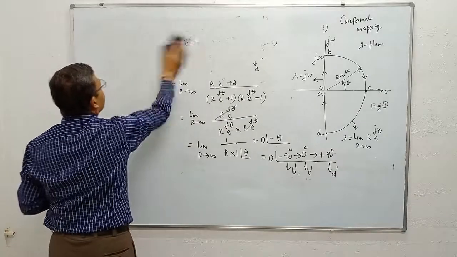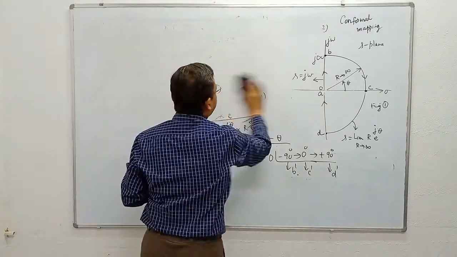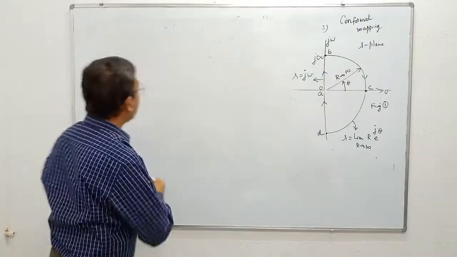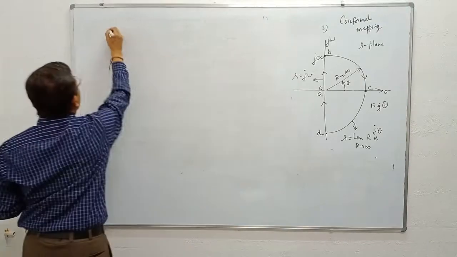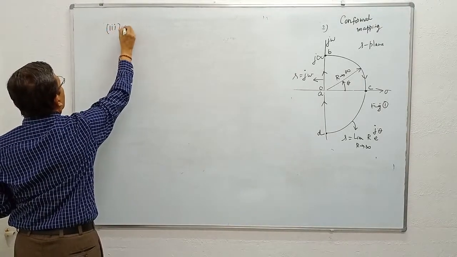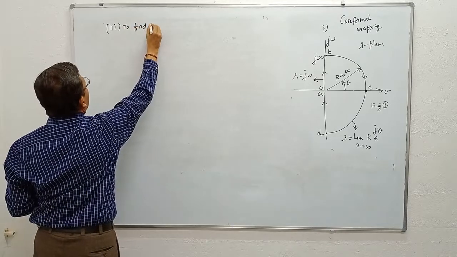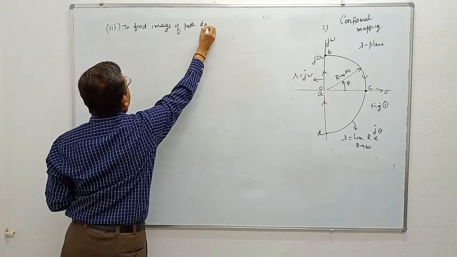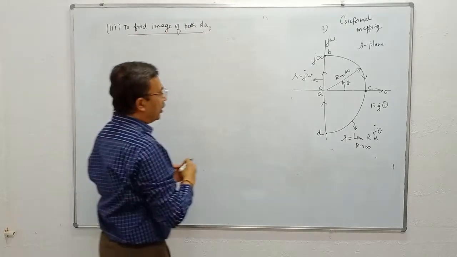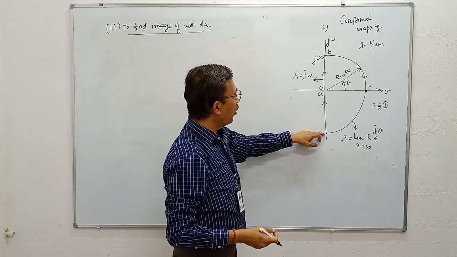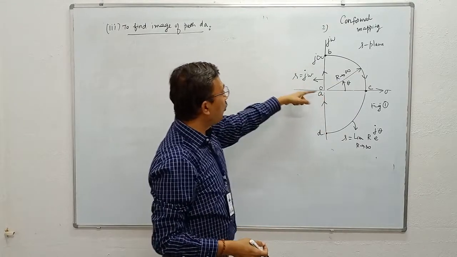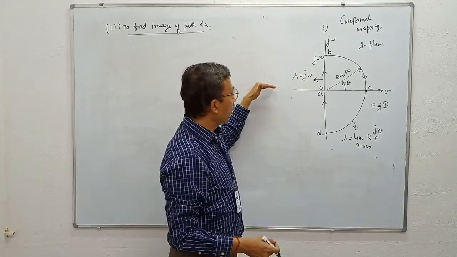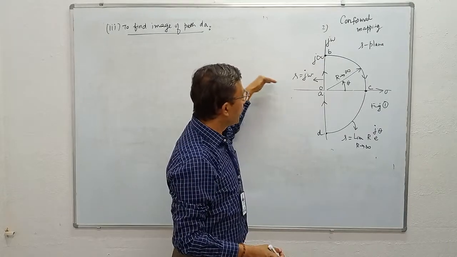Section 3. To find the image of path D dash A dash. See, path D dash A dash is the mirror image of path DA, is the mirror image of path A dash B dash. A dash B dash is the mirror image of AB, is the image of AB with respect to real axis.